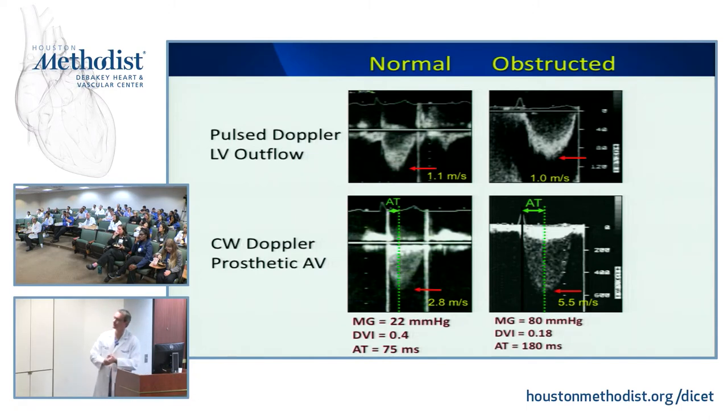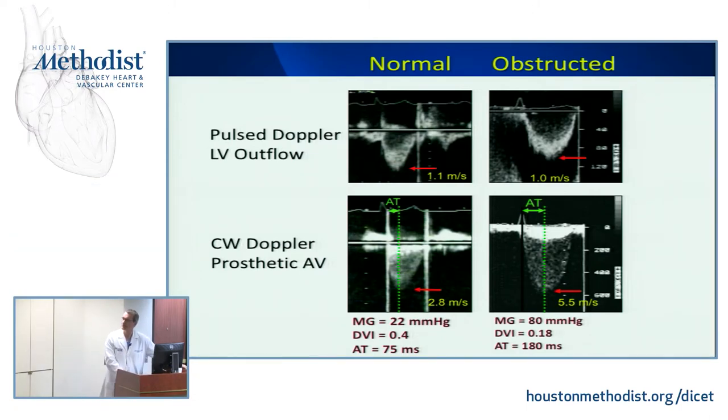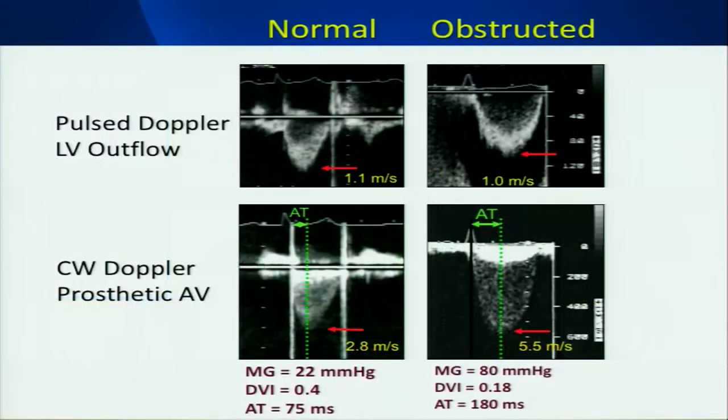All right, so that's the same cases. This is right out of the guidelines. Just some examples of easy obstruction of an aortic prosthesis, easy to see. And again, it's not just the CW at the bottom where you have the prolongation, it's also the PW. The ejection time on the PW is also longer.